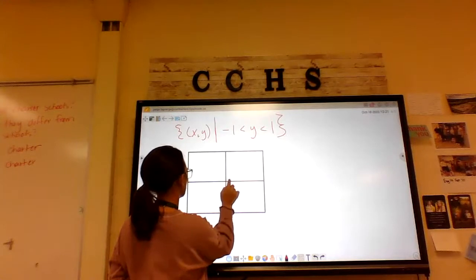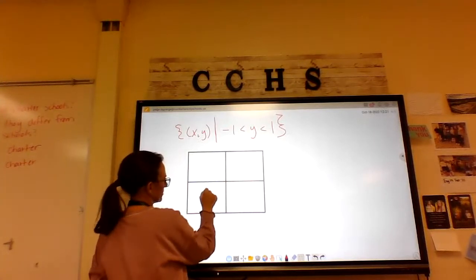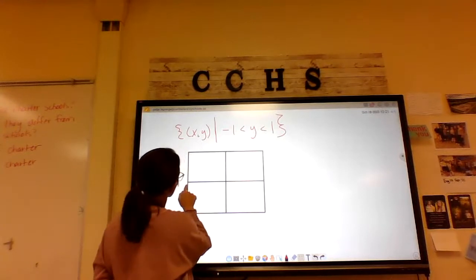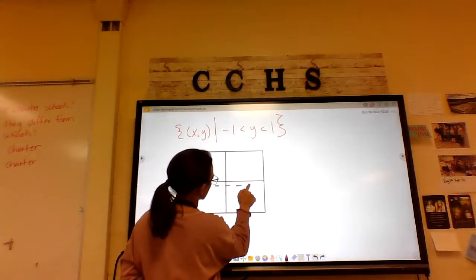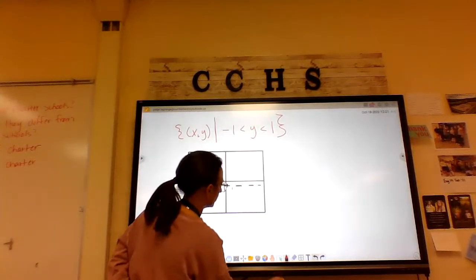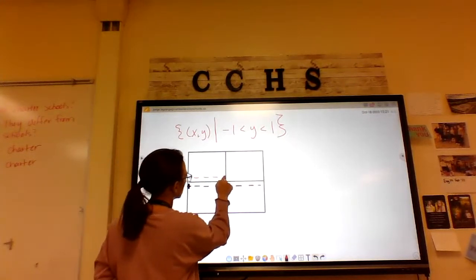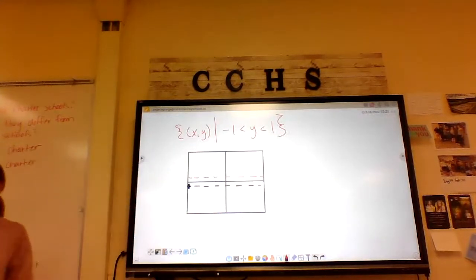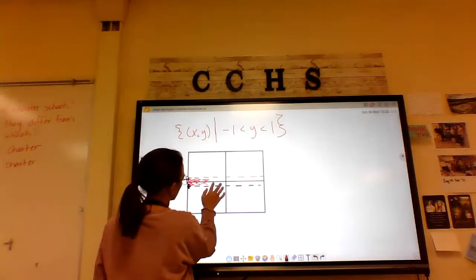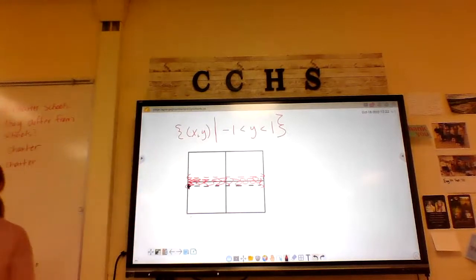So I'm going to have a dash line here. Right? Where else? On y equals 1, right? So I've got two dash lines. Where do I shade? Above them, below them, in between them? In between them. All right, good. Easy enough? Good? Any questions? Okay.